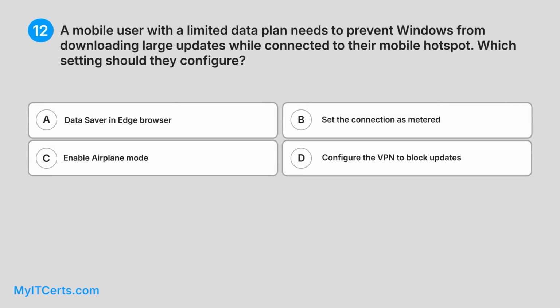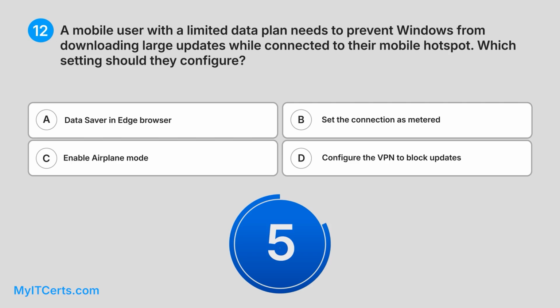12. A mobile user with a limited data plan needs to prevent Windows from downloading large updates while connected to their mobile hotspot. Which setting should they configure? A. Data saver in Edge browser. B. Set the connection as metered. C. Enable airplane mode. D. Configure the VPN to block updates.